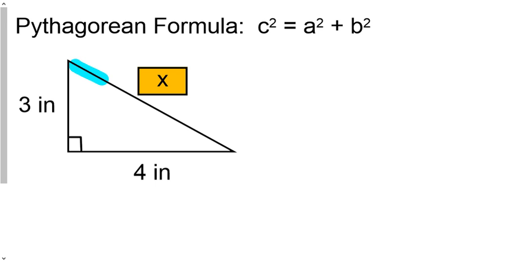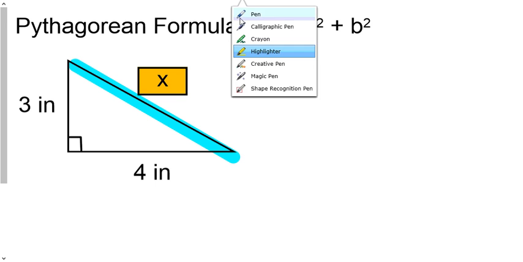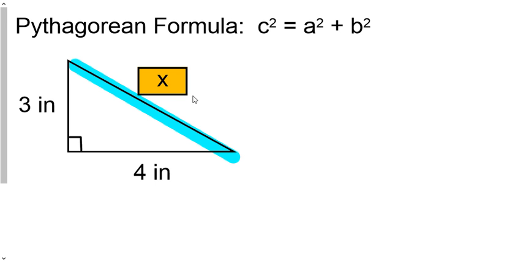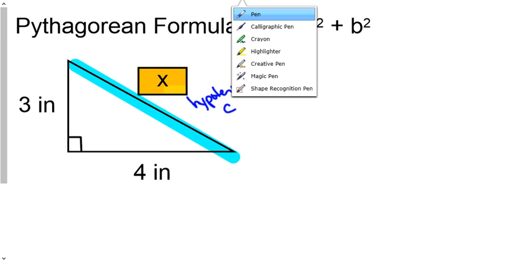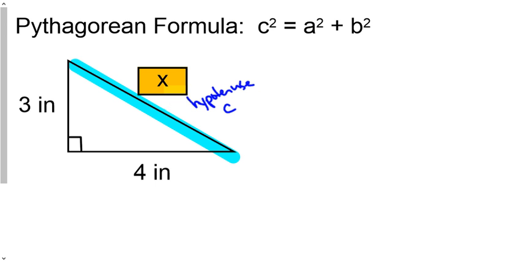And do we remember what this side of the right triangle is called? Hopefully someone at this point has already said the hypotenuse, or you've been thinking it in your head. So this is the hypotenuse, and that means that it's also C. So let's just write C under here. And now let's get the highlighter, and let's use the pink.